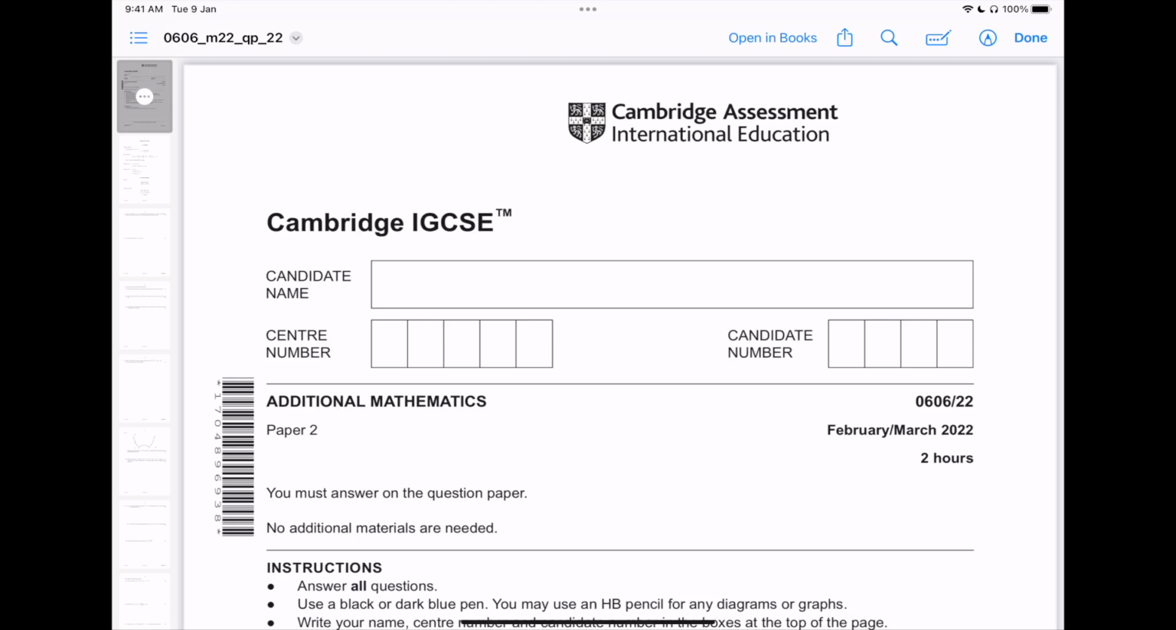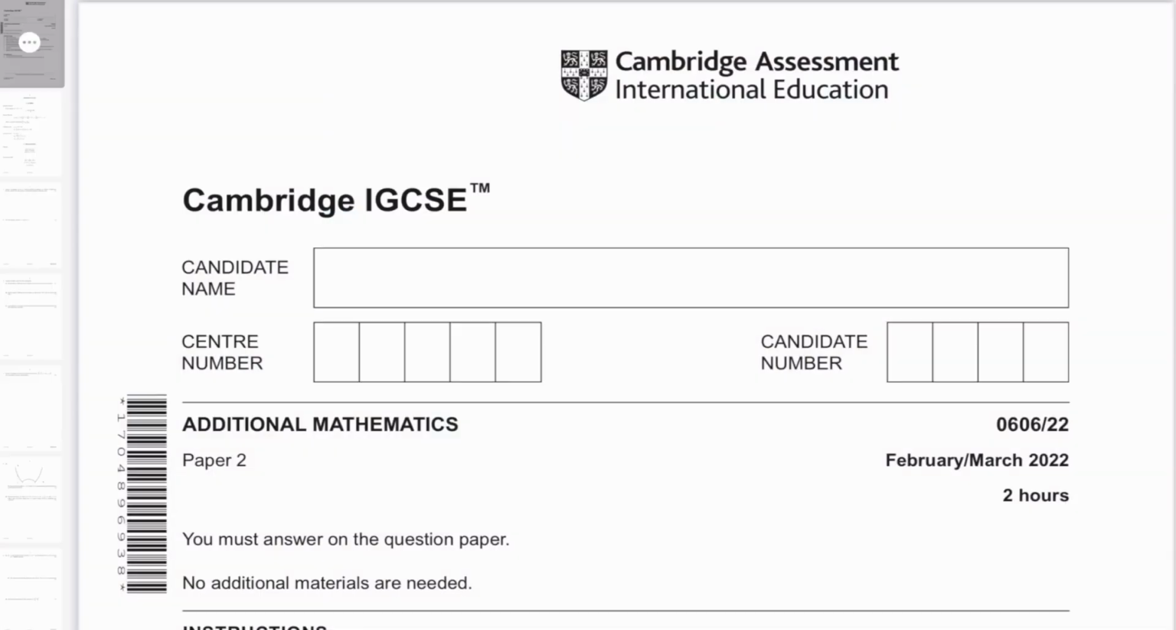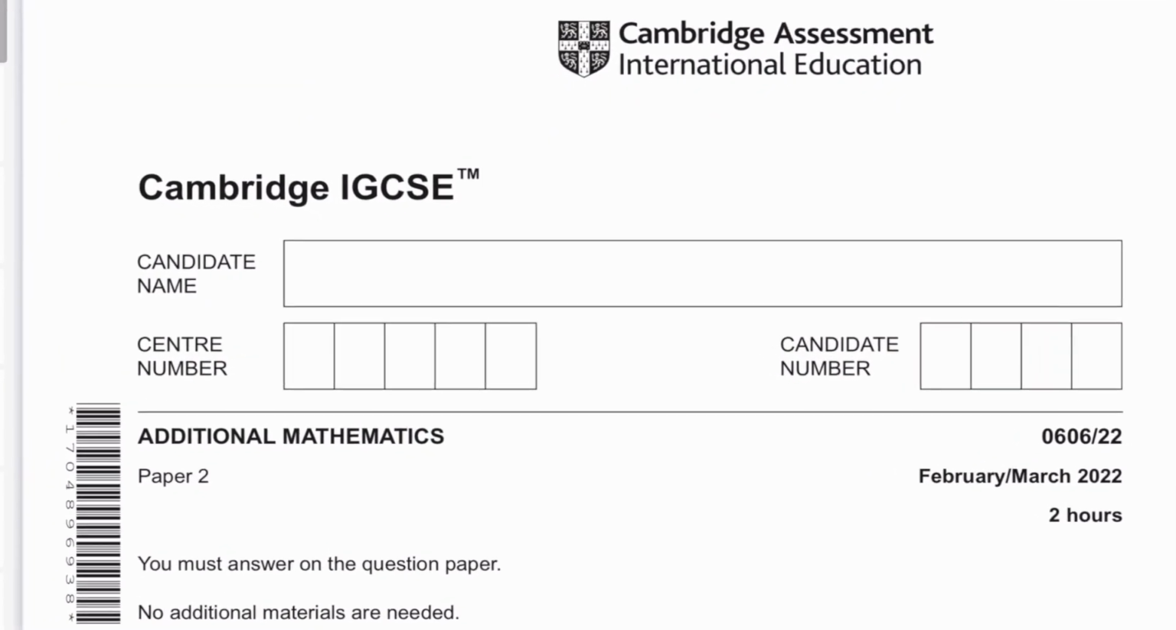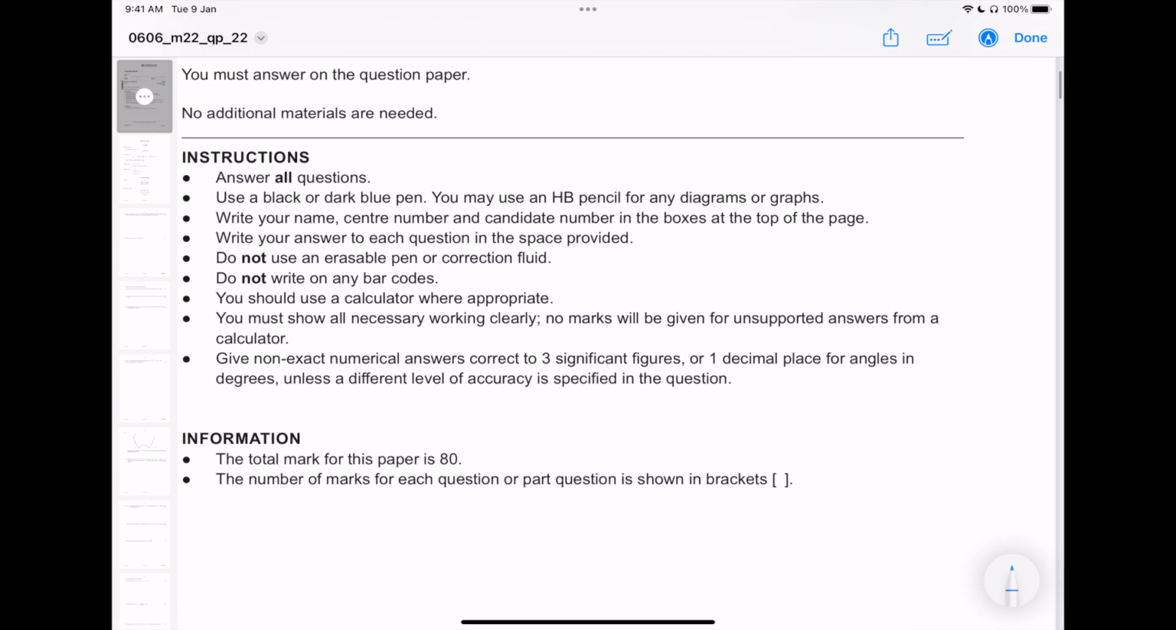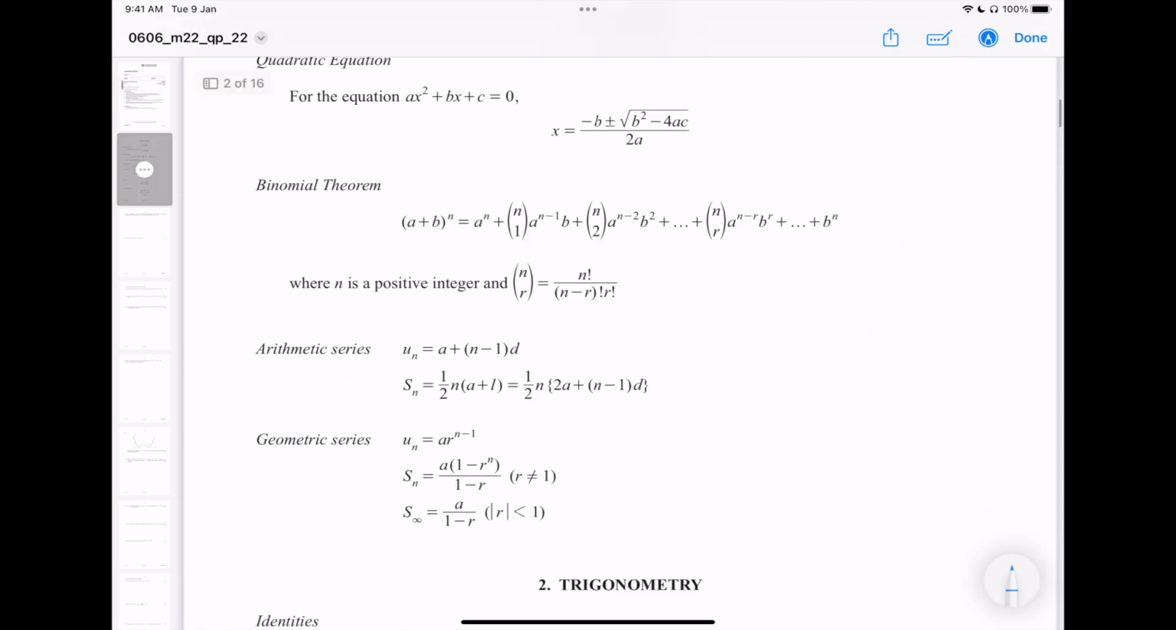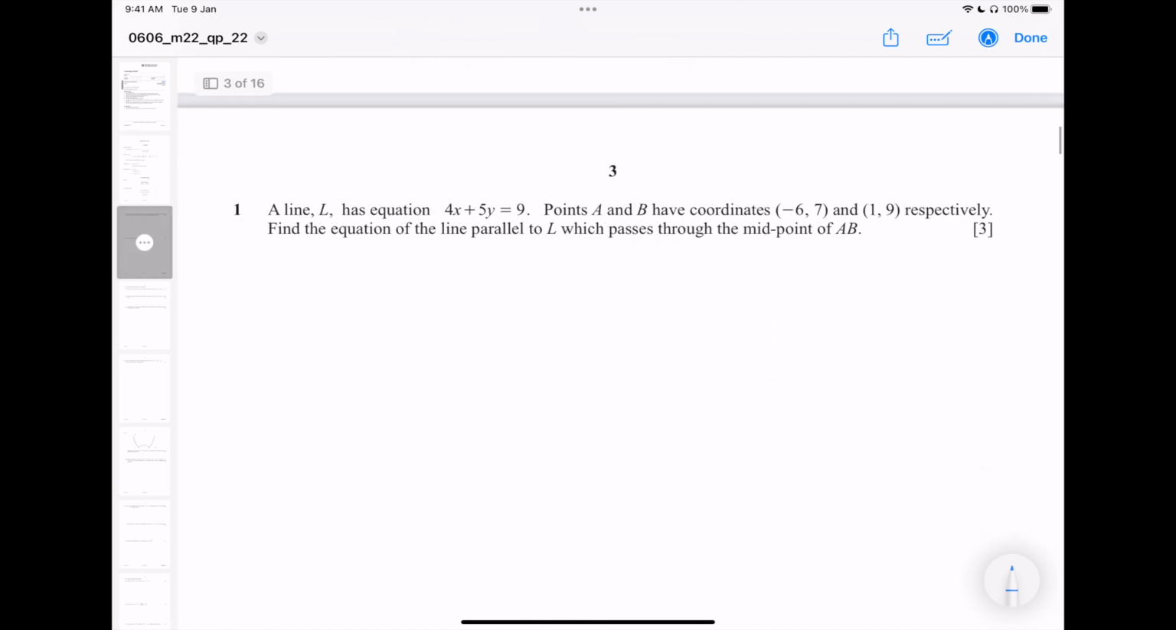Hey guys, I know it's been a while since I uploaded a video on a past paper, so let's do AdMaths. You can see that this is the February-March 2022 paper. The code's 0606, for those who didn't know, /22, so that's the longer paper that we have. Alright, let's not waste time, let's do question 1.